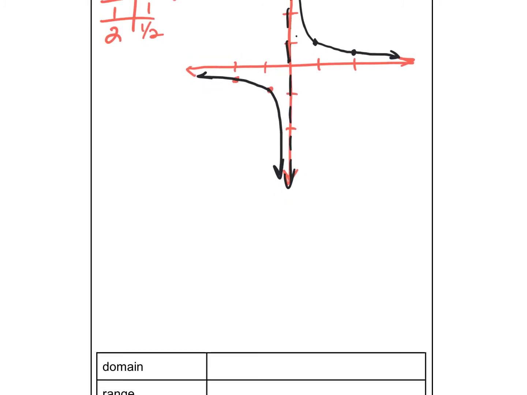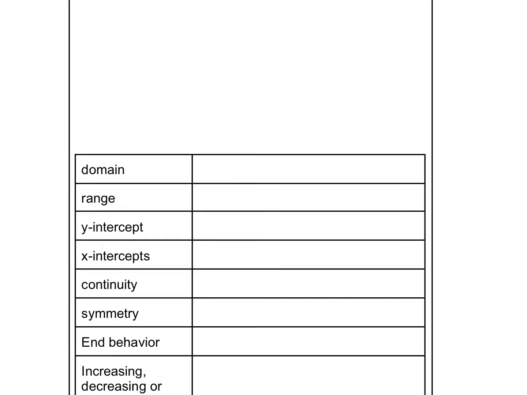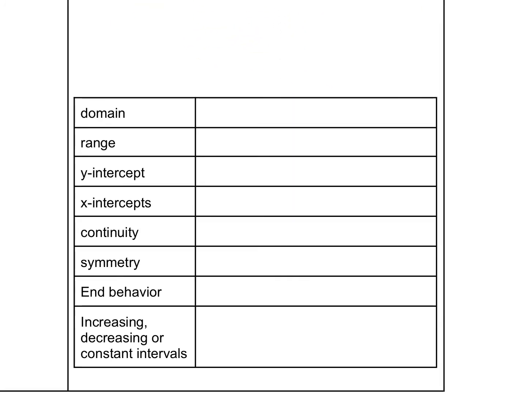All right, so let's do domain. What is the domain of this guy? Everything except what? 0. So x, such that x cannot be 0. If you wanted to do that one in interval notation, you would have to do it as from negative infinity to 0, and then from 0 to infinity, wouldn't you?